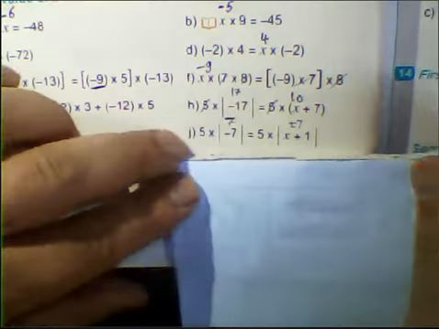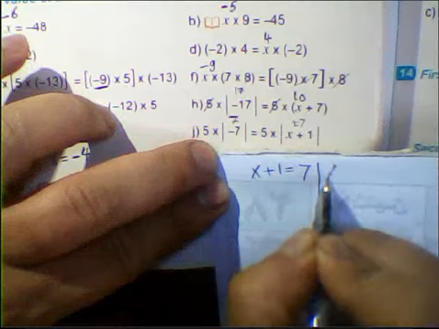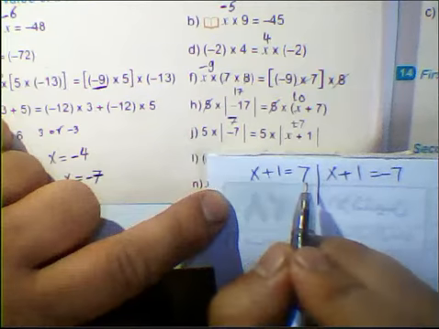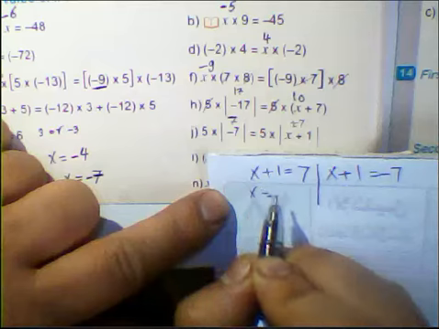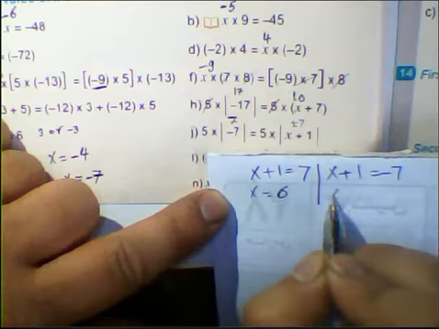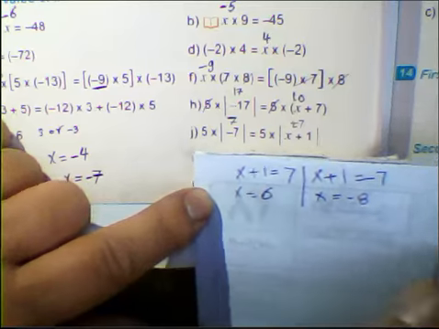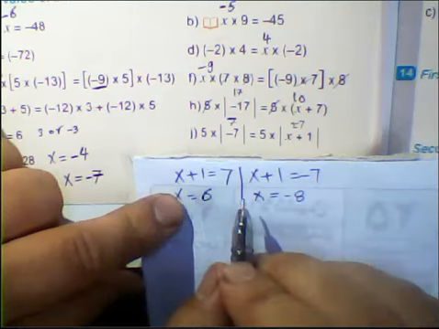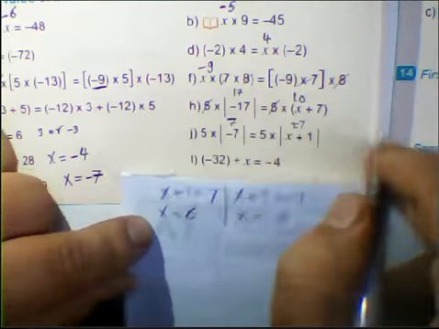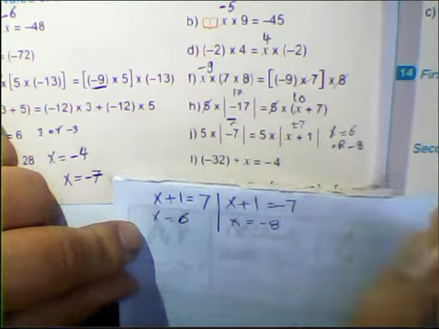Again, we know x plus 1 equals 7 or x plus 1 equals negative 7. So if x plus 1 equals 7, x will be 6, or if x plus 1 equals negative 7, x will be negative 8, because negative 8 plus 1 equals negative 7. It's a very important example, okay? So x will be 6 or negative 8.